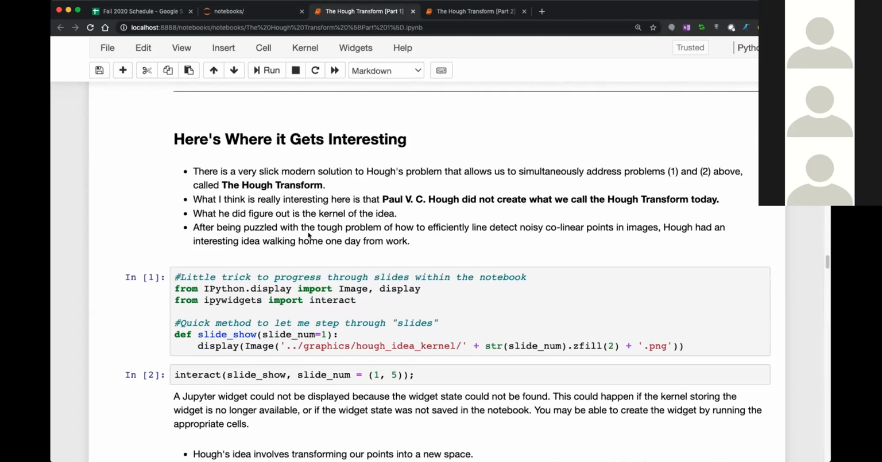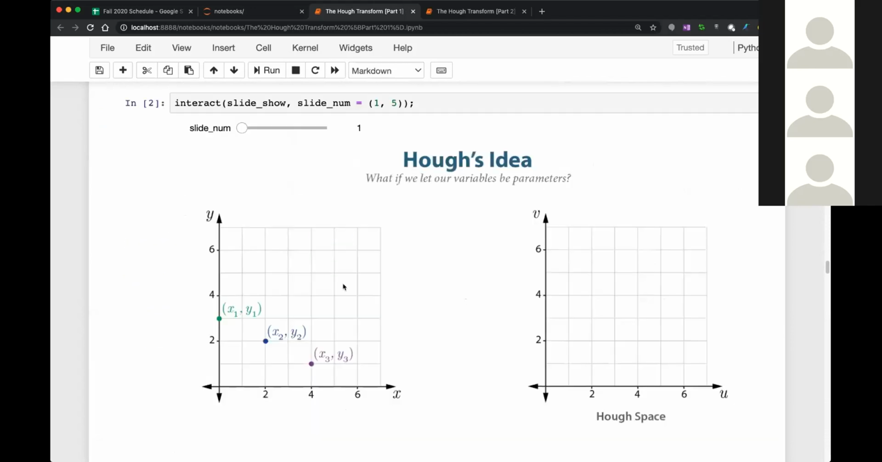So he has a way of finding lines that is way more efficient, and it's less susceptible to noise, which is pretty cool. So it's kind of like a win-win. And this is what we talked about last Thursday a little bit. Now I'm going to get into it in more detail.